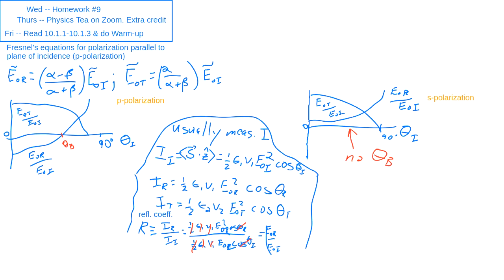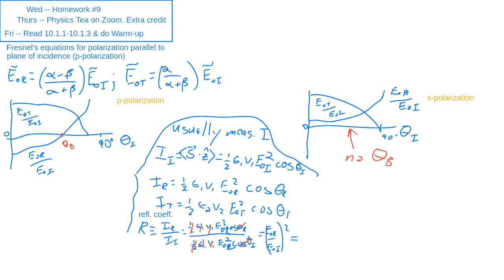I want to give myself slightly more room here. If they're both squared, then wouldn't the square go away on the right-hand side? No, it's E naught R squared over E naught I squared. I could write this as E naught R squared over E naught I squared, or as E naught R over E naught I, whole quantity squared.